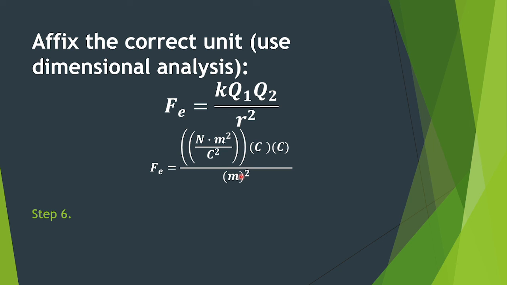You will see that this will cancel out, because this one is just C squared in the numerator, and also this one, because M times M is M squared, and it will cancel out. So the unit for that is newton, so you're going to use N for newtons.